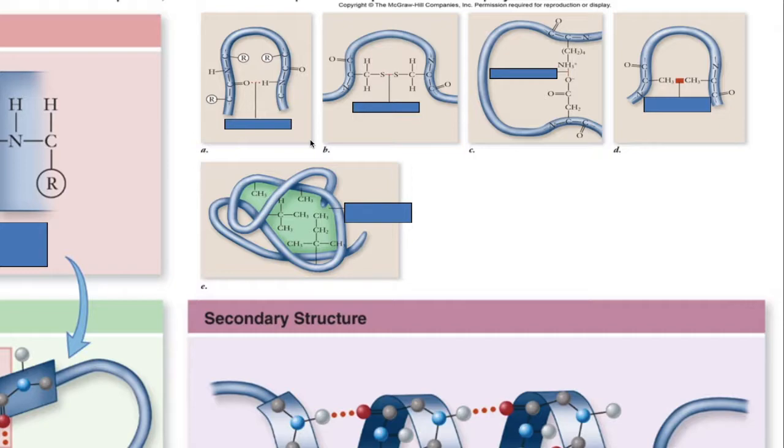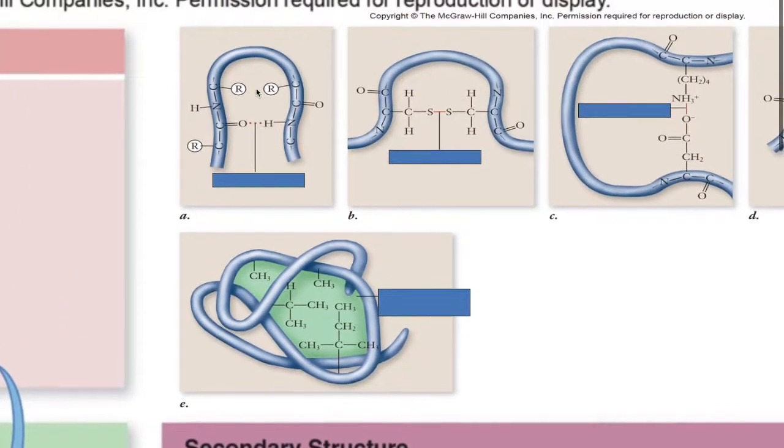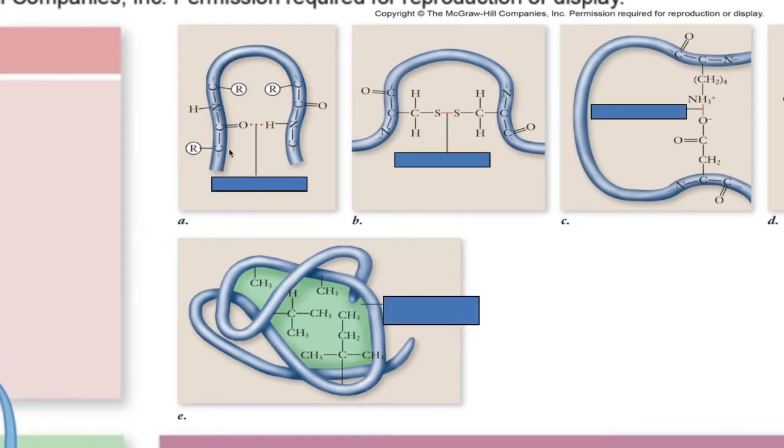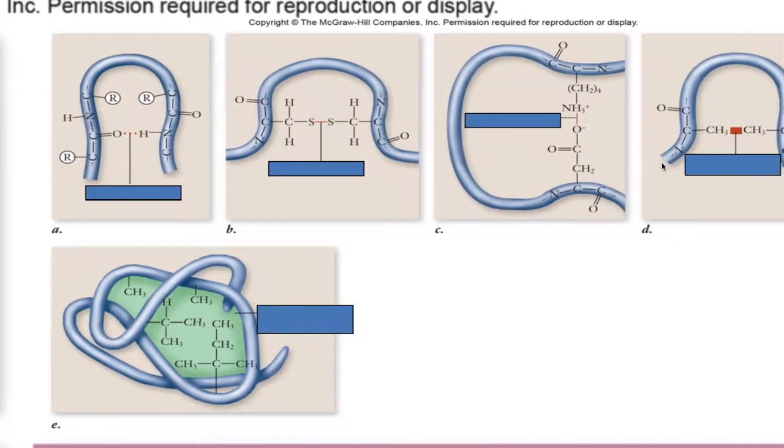Okay, so now we have some different ways that the amino acids can be influenced by the type of bonds they form. So first off, we have the hydrogen bond. This is between the hydrogen and the oxygen, and it's a relatively weak bond and can be broken pretty easily. In B, we have the disulfide bridge, which is a bond between the sulfur atoms. This one is very strong since it's a covalent bond, and it's also very uncommon.